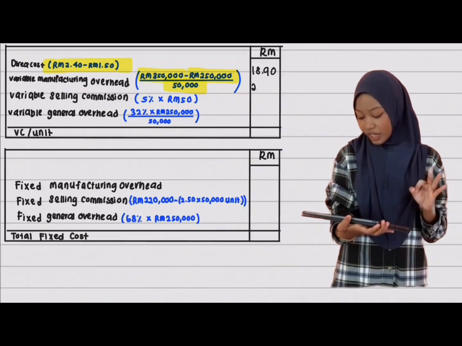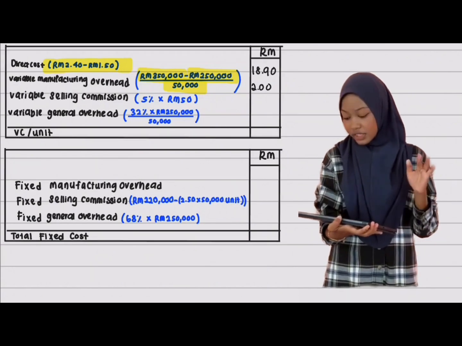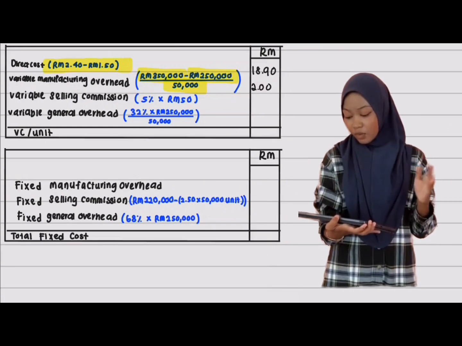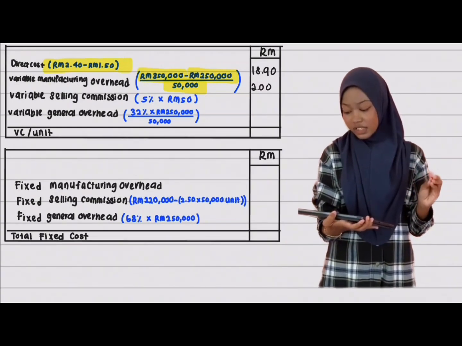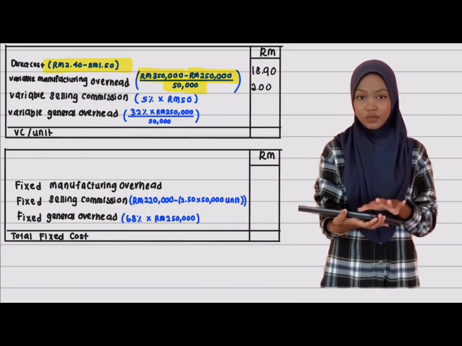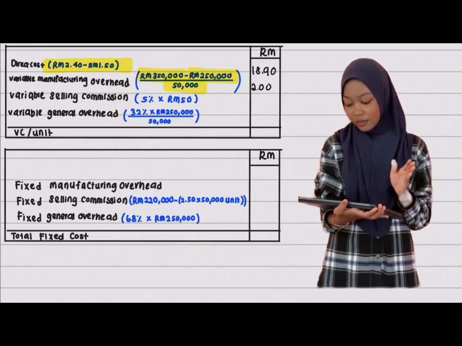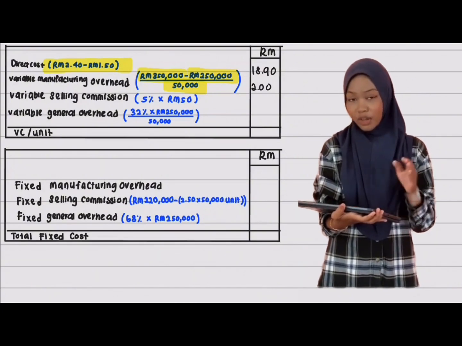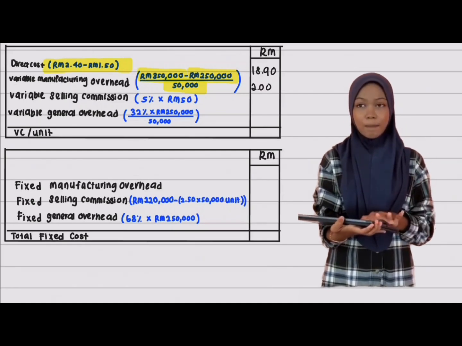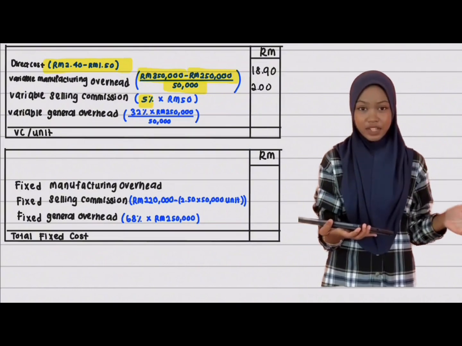Third, we need to find variable selling commission. Based on the question, the selling overhead is 220,000, which is the fixed cost with the exemption of commission, that is 50% of sales value. So 50% times the sales value. The sales value is given in this question. So the sales value is 50 ringgit per unit. So we need to times with 5% and you will get 2 ringgit and 50 cents.